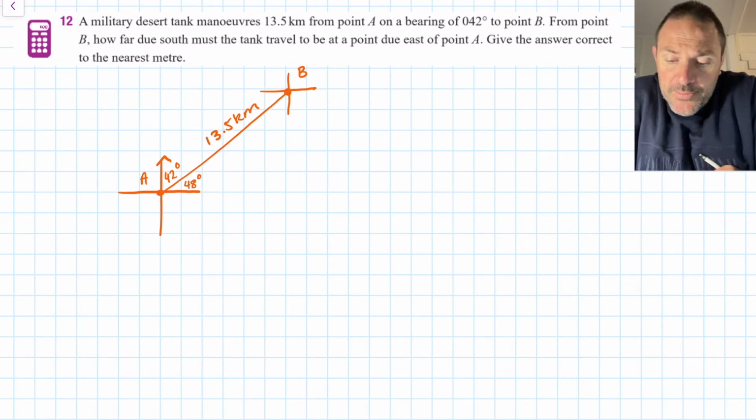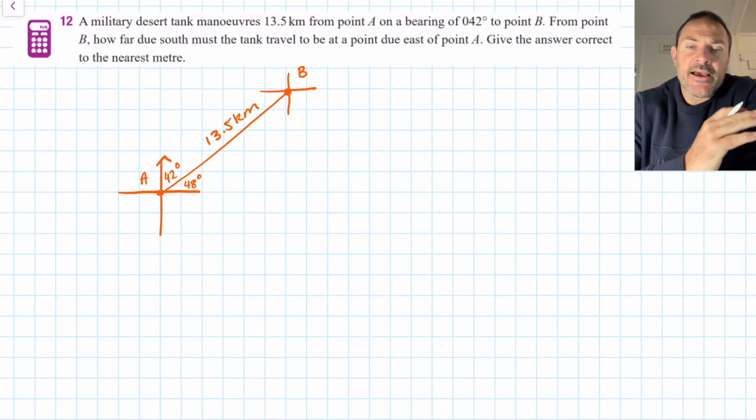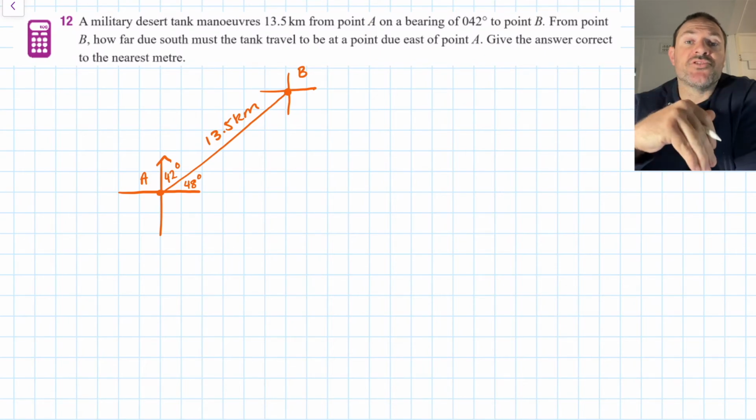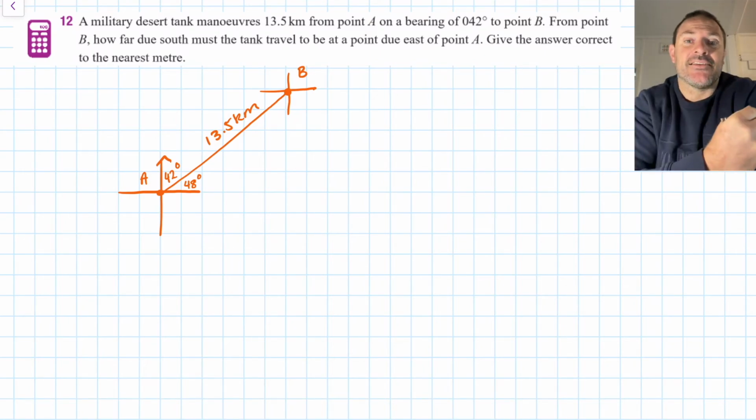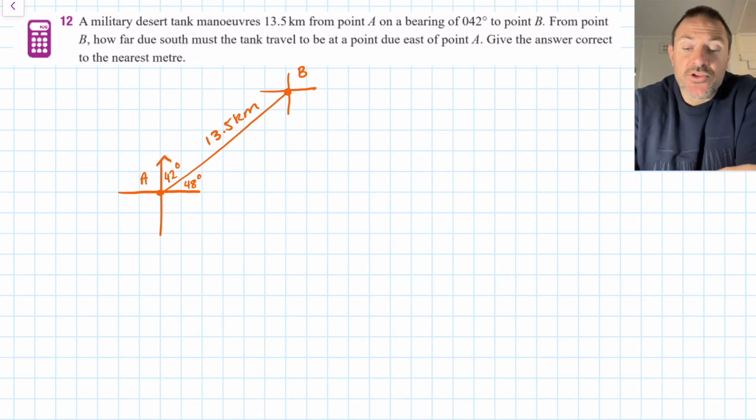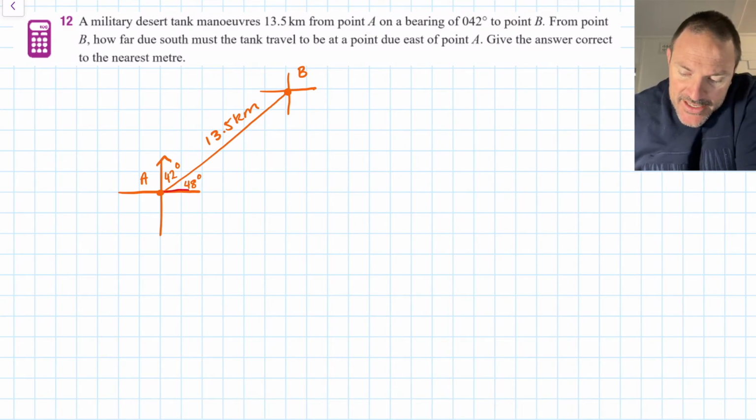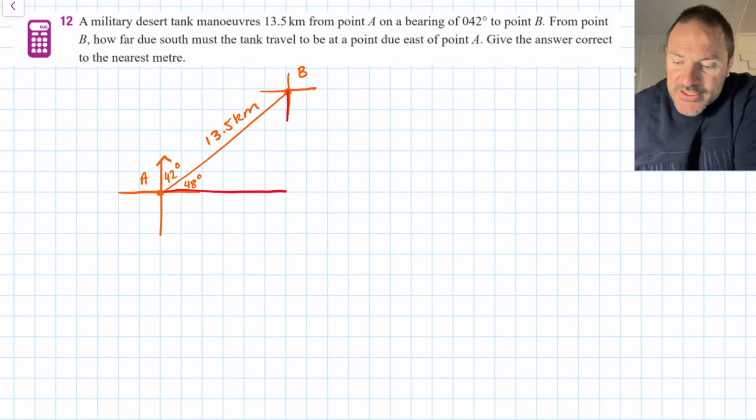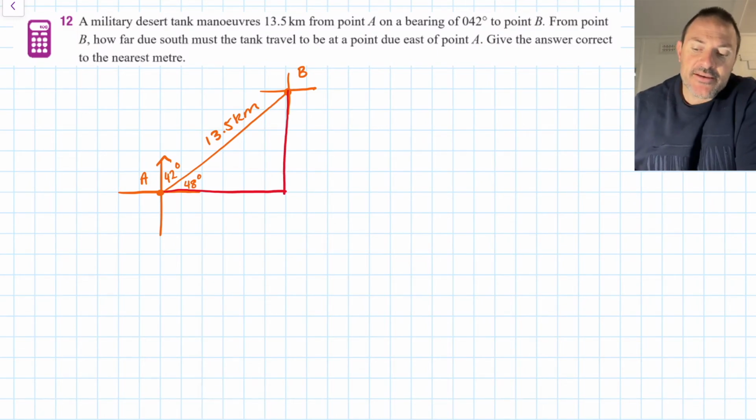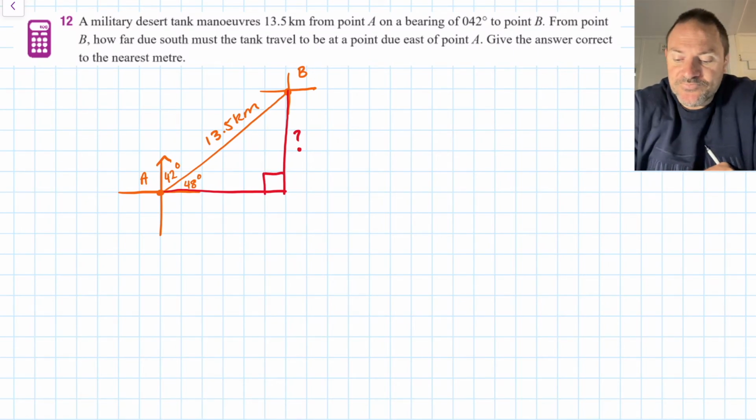From point B, how far due south must the tank travel to be at a point that is due east of point A? Now this is important, I haven't spoken about this. Due east and due west, or due north and due south, means exactly east and exactly west, or exactly south and exactly north. That's a really nice word to use, due. So what this is asking me is how far due south it is. It's asking me about this measurement here. So you can see I've just constructed a nice right-angled triangle.